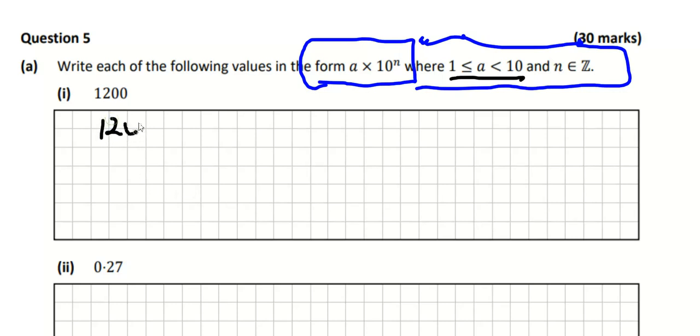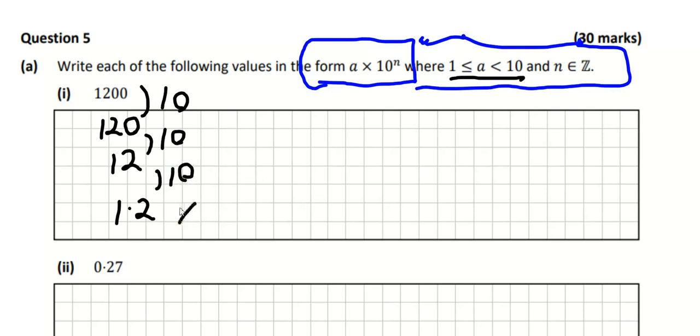What's that? 120, divide it again. 12, divide it again. How many times did we divide by 10? 3. So it's 1.2 by 10 to the power of 3. If you multiply 1.2 by 10 3 times, it will turn into 1,200.